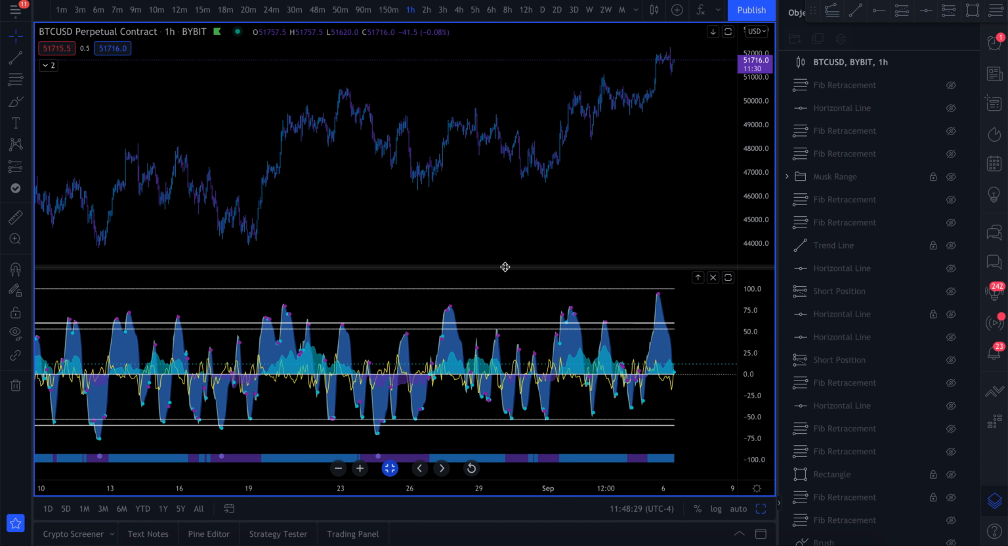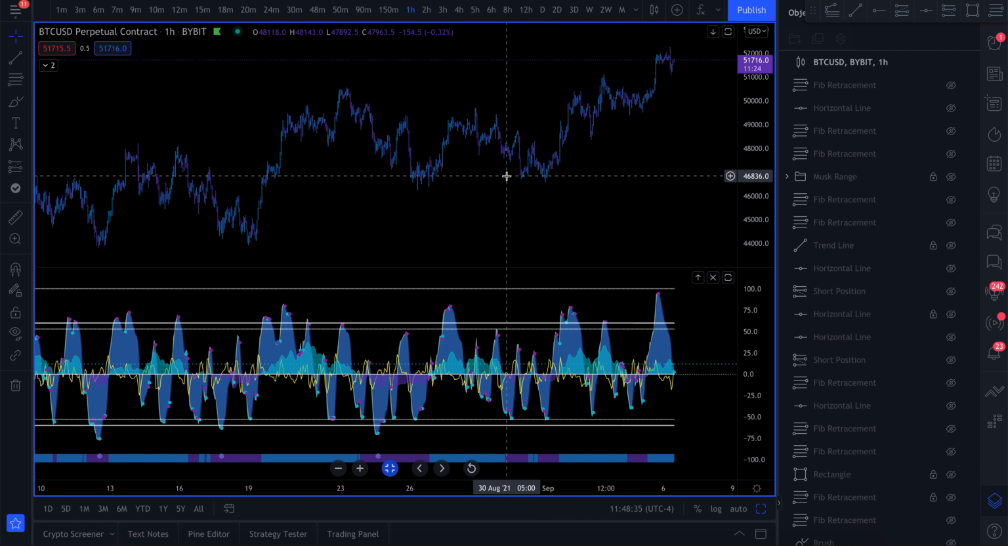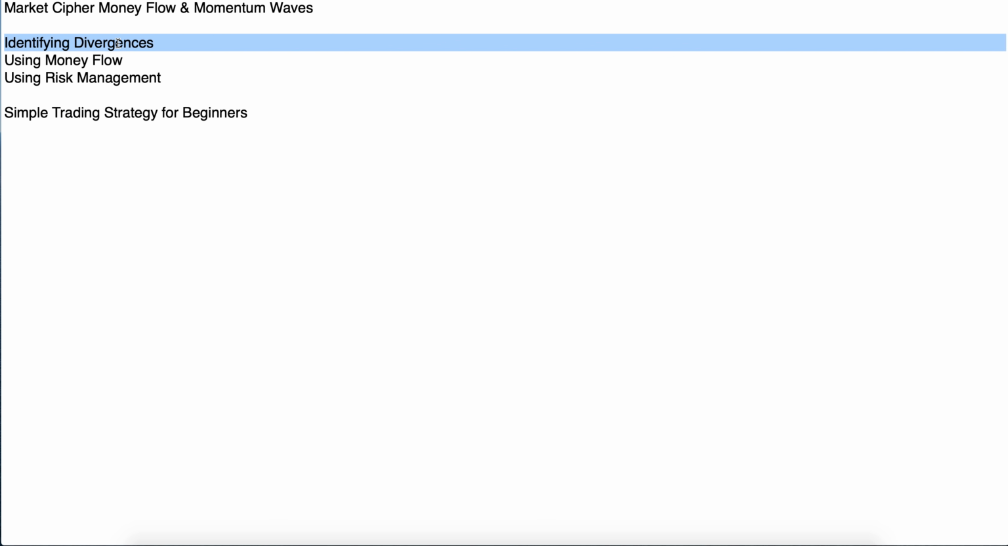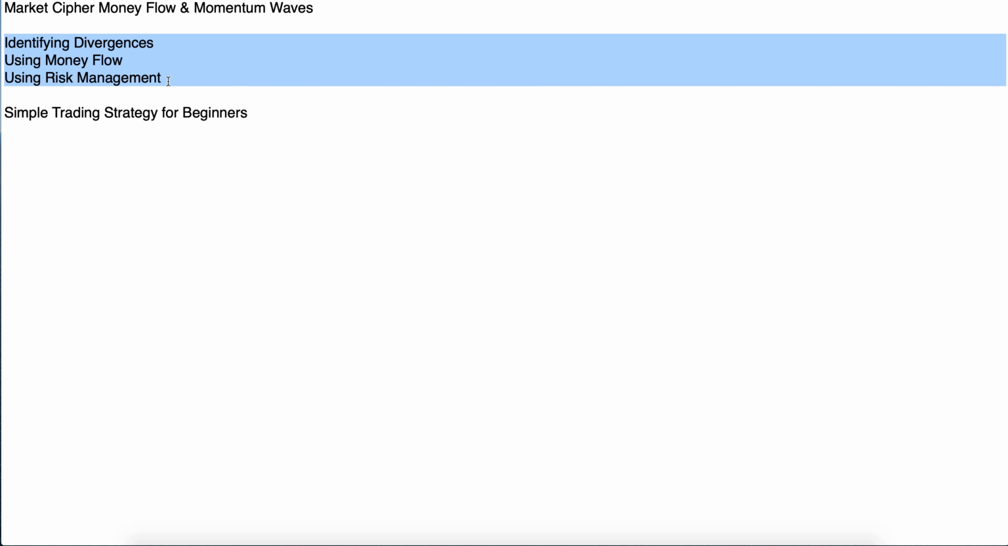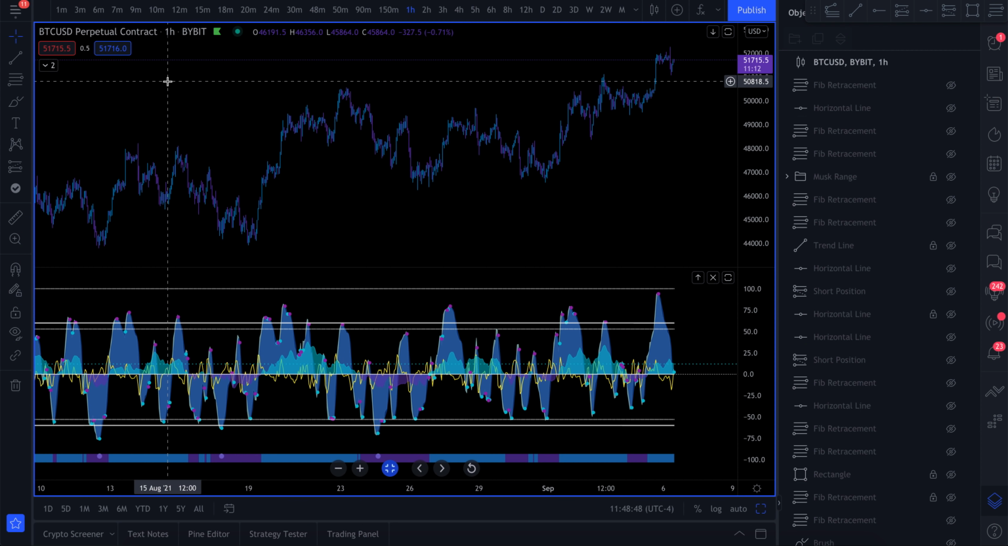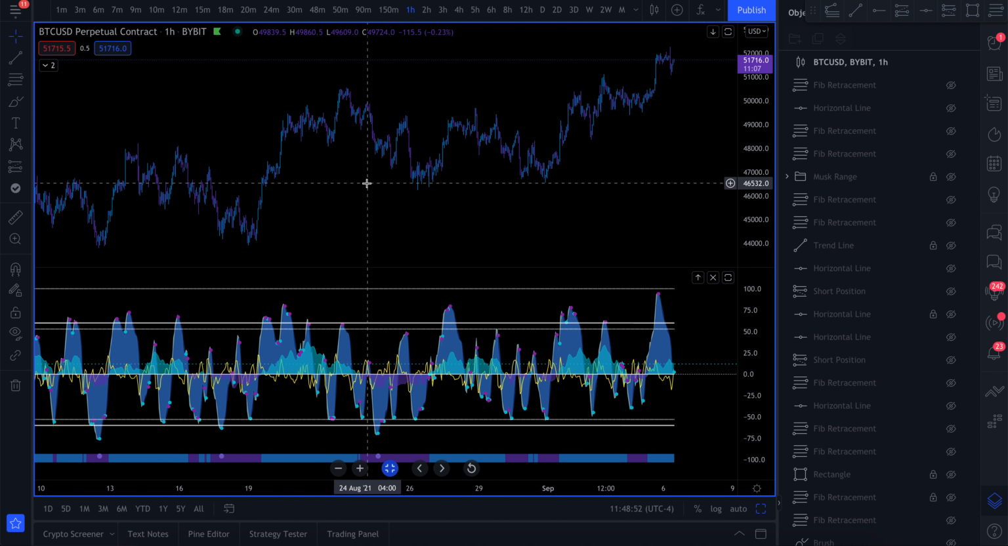Then what we're going to do is we're going to turn on the 1 hour time frame. Very simple. You don't even have to have a paid TradingView account to use this strategy. And we're going to be looking at divergences, money flow, and we're even going to touch on risk management. These are the three pillars, the three legs of the stool that are going to allow us to actually have success trading with this strategy.